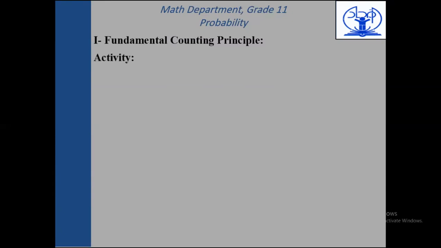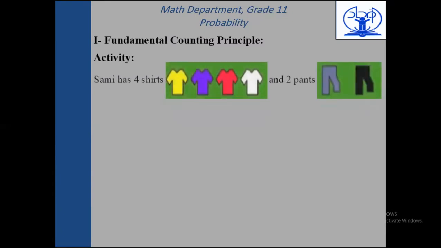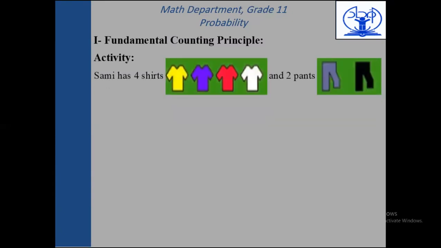Fundamental counting principle. Let's start with an activity. Assume Sammy has 4 shirts and 2 pants. List all the possible outfits that Sammy has. To list the possible outfits, we can say that he can have this yellow shirt with that pant, this shirt with that pant, this shirt with that pant.